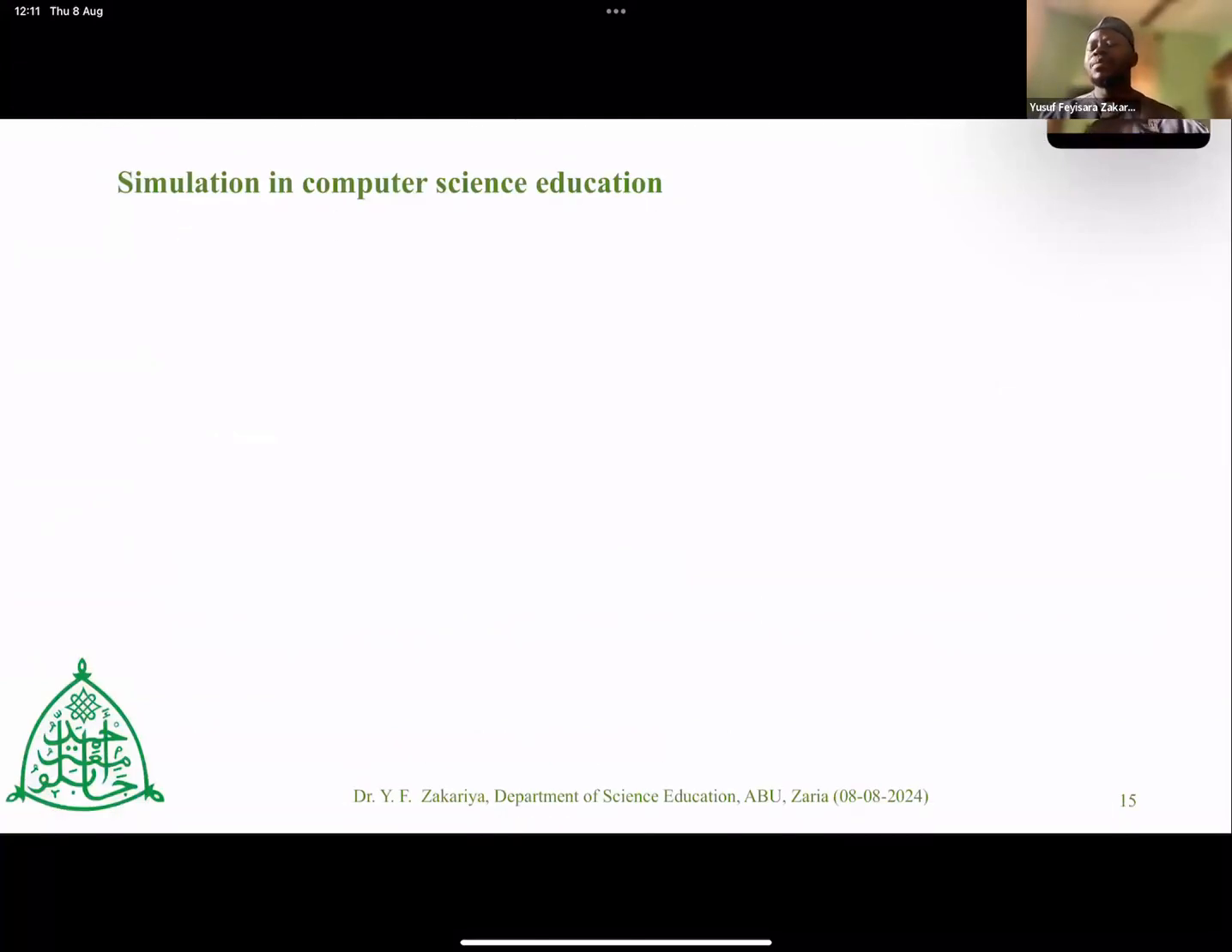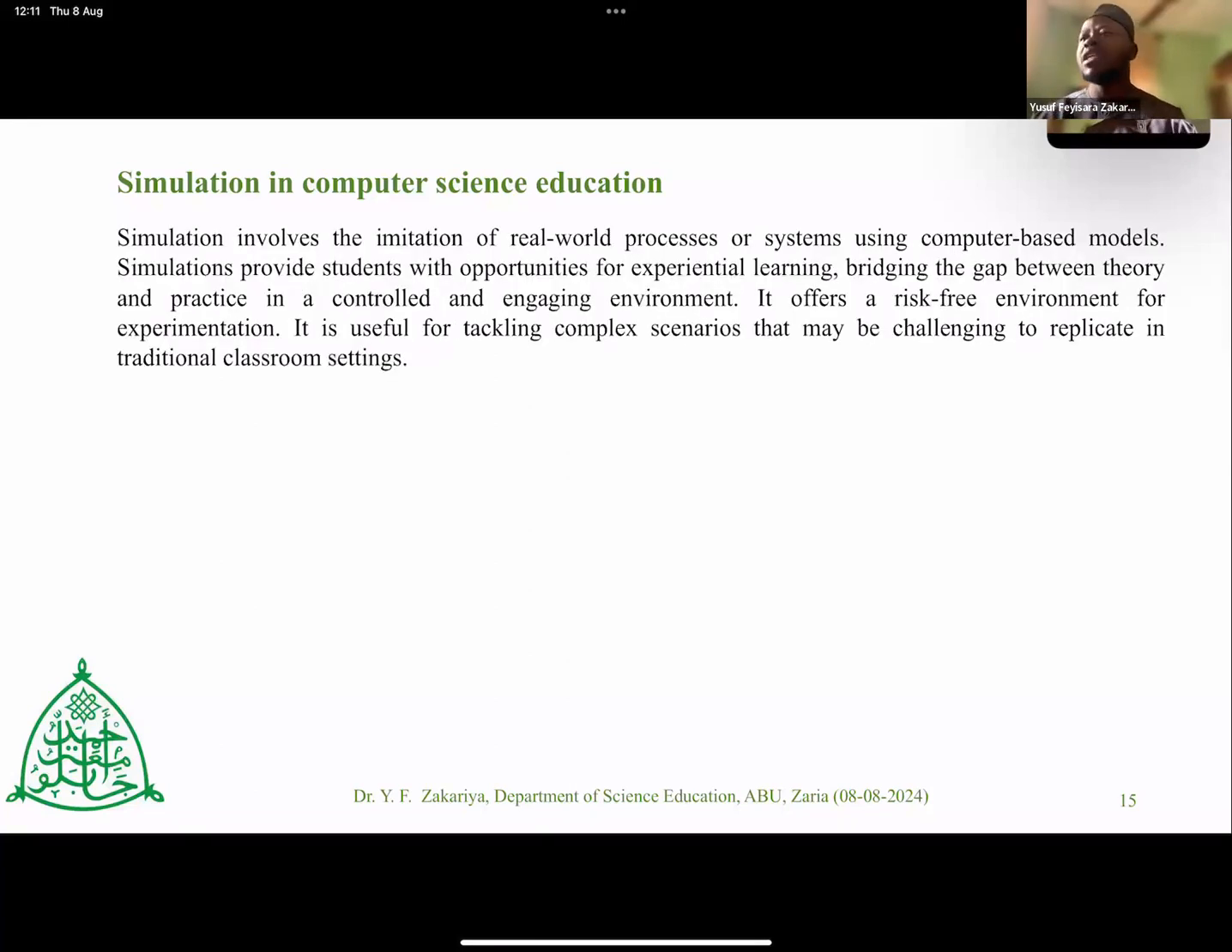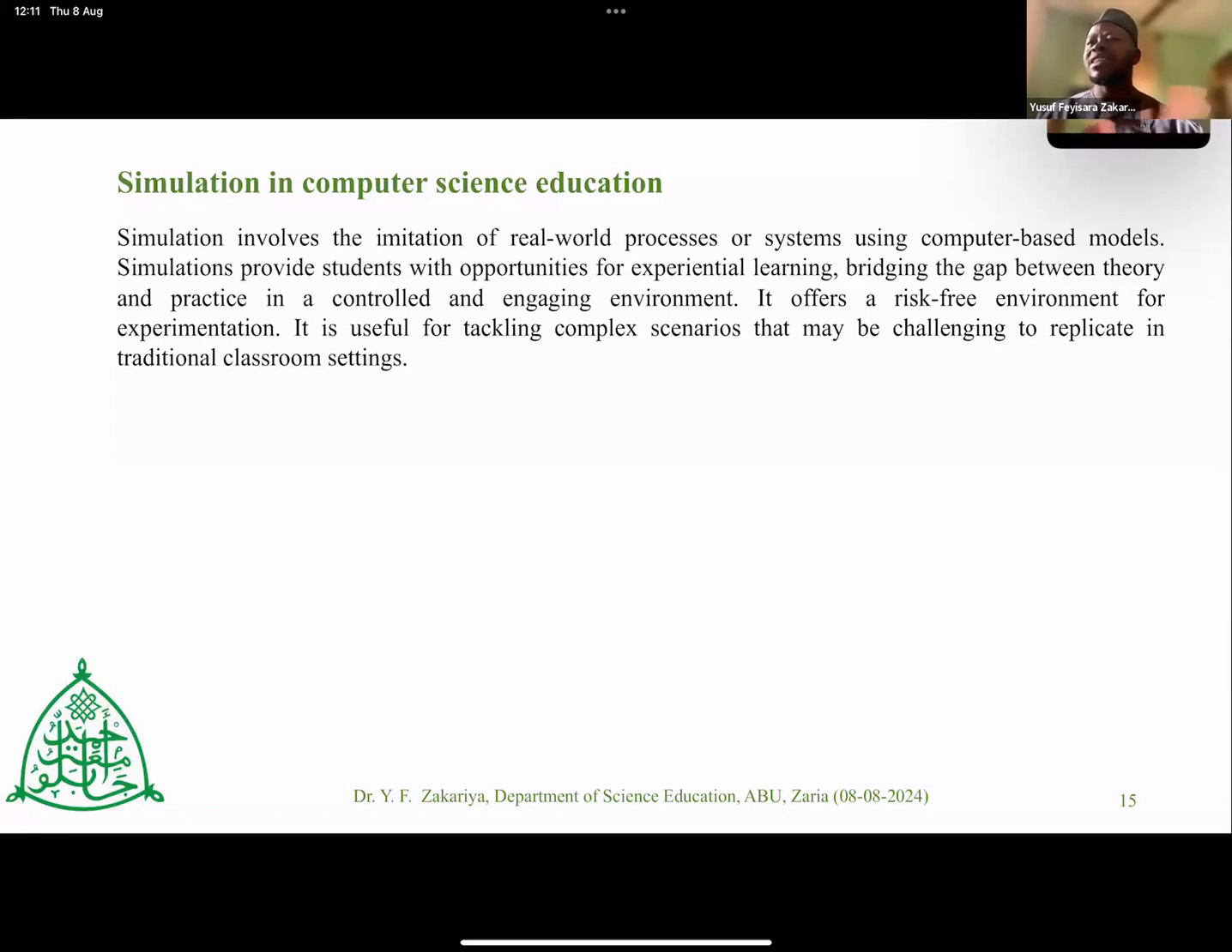The next aspect of it, I think, second to the last, if not the last, is about simulation. Game-based environment is very close to simulation. In fact, we use simulation a lot when we are designing our games. So what do you mean by simulation? Simulation involves the imitation of real-world processes or systems using computer-based models. Okay, we can have some avatar doing experiment or doing coding or explaining something to you.